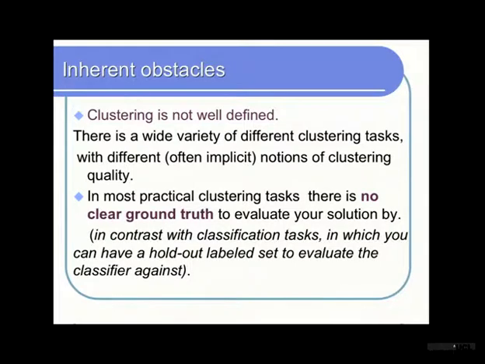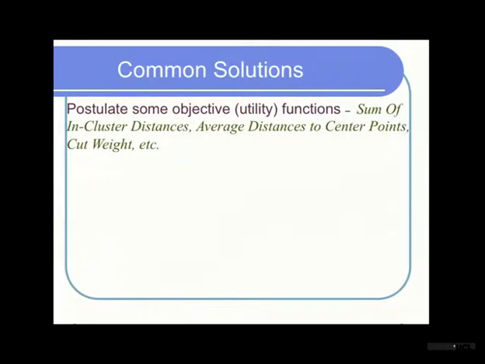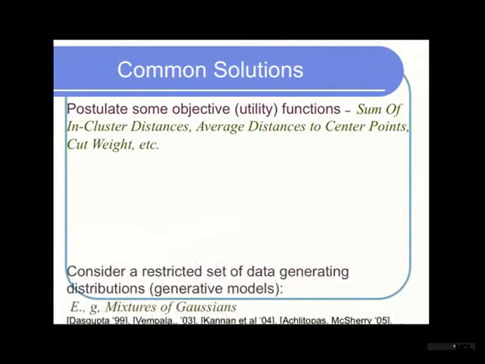And let me next give you some of the common solutions, just so you'll have a reference for comparing what I'm saying in this talk to things that you might have seen in papers in the literature. So there are many common solutions. Maybe the first one that you will see is people postulate some objective functions. So if you're trying to minimize the in-cluster distances, or the average distances from center points, or the cut weight, and so on. So you postulate some kind of an objective function, which is well defined, which you can calculate, evaluate, and try to minimize. But again, the question is, which objective function should I choose for my application?